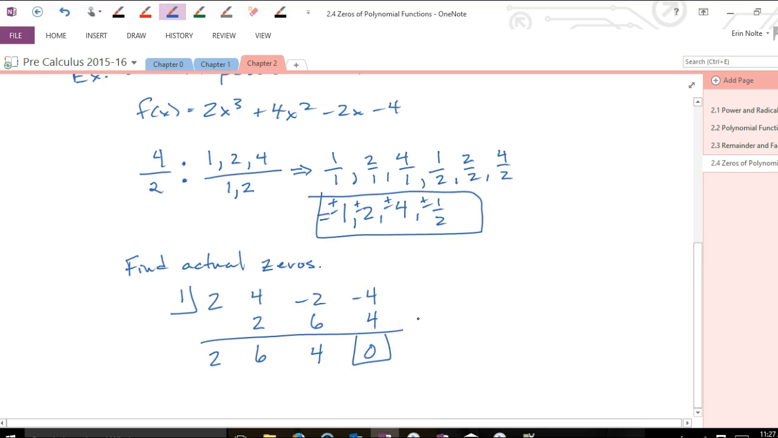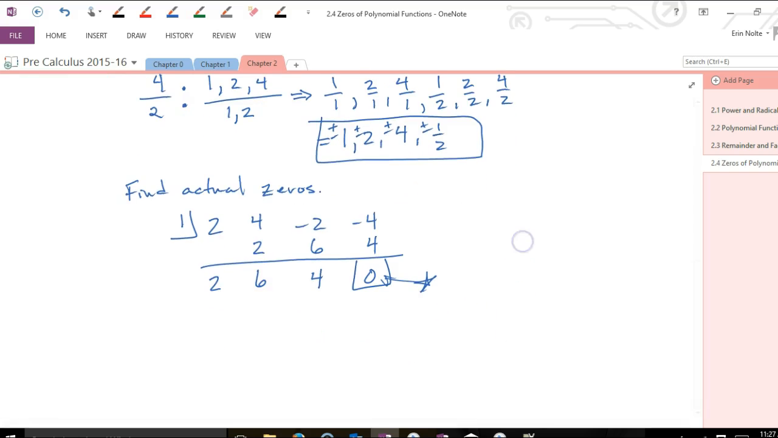So is 1 a root? How do I know that for sure? Right, because I got the remainder of 0. So that proves that 1 is in fact a 0.